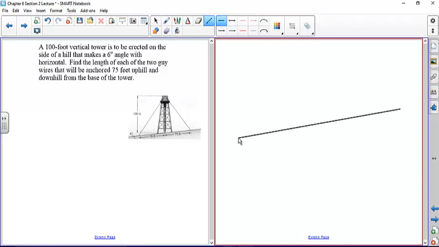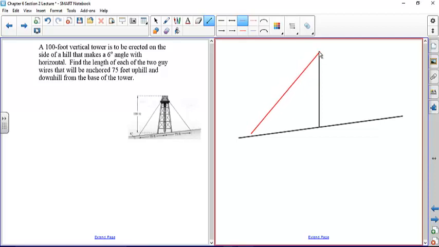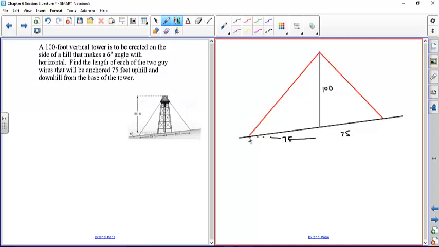So here it is. We've got a hill. We've got the tower, which I'm just going to show as a single line. The guy wire goes from the top to some point downhill, and from the top to a point uphill at the same distance. So this length is 100. This is 75, this is 75. Now, the angle here is six degrees. So that also means that if you draw a parallel line here, this angle is 6 degrees.